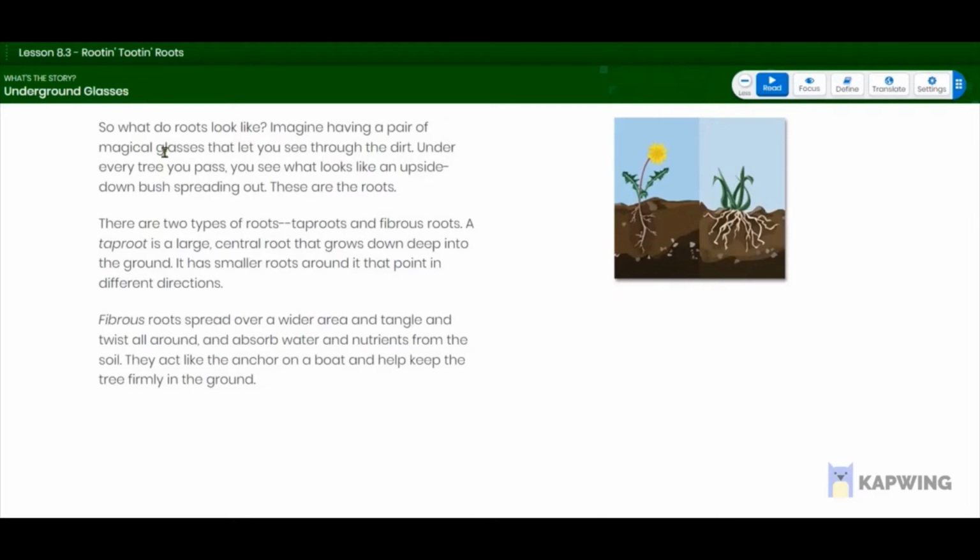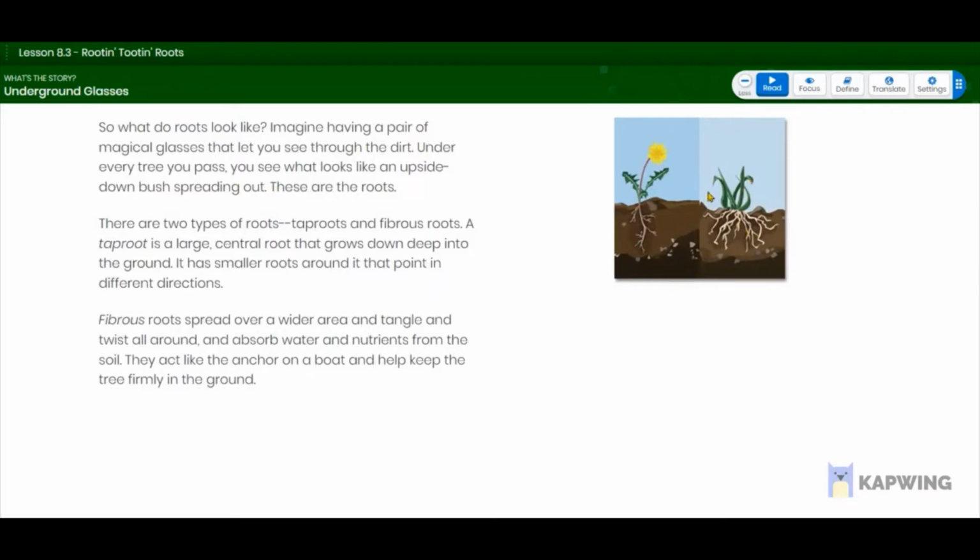Imagine having a pair of magical glasses that let you see through the dirt. This is a picture of what you would see when you're wearing your magical glasses. You can actually see what's going on under the soil. Under every tree you pass, you see what looks like an upside down bush spreading out. These are the roots. Here's one long branch, and there's another one sticking off of it, and another little one sticking off of it, off of which another tiny one is sticking out. They're spreading. Same thing here. These are the roots.